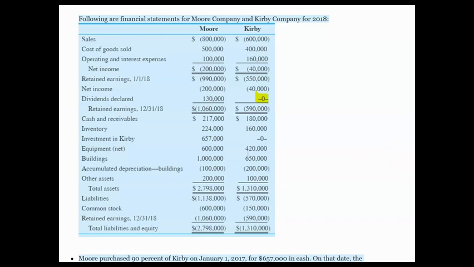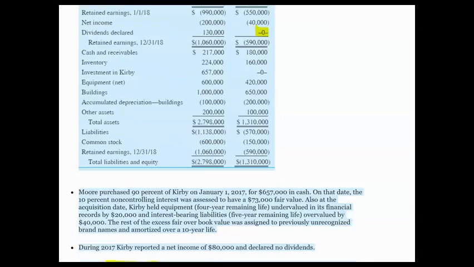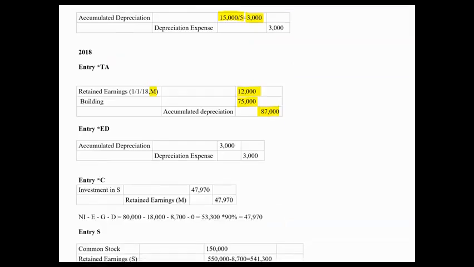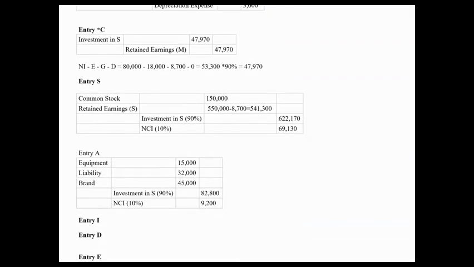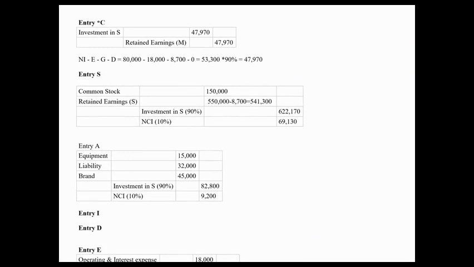It's because Moore is using the initial value method, and investment income equals the dividend declared by the subsidiary, and right now it's 0, so it's not there. Okay, so if we know that the subsidiary is using the equity method, then we need to prepare this entry *C, with debit investment in subsidiary and credit retained earnings. This is going to be retained earnings of Moore subsidiary company, and the amount of this adjustment is 47,970. And how can we get that amount?